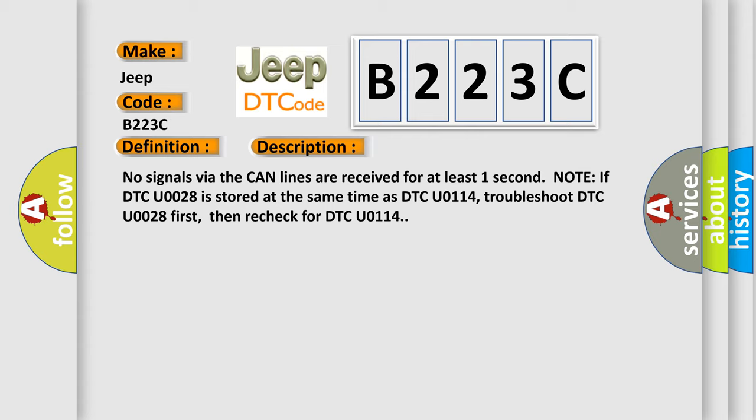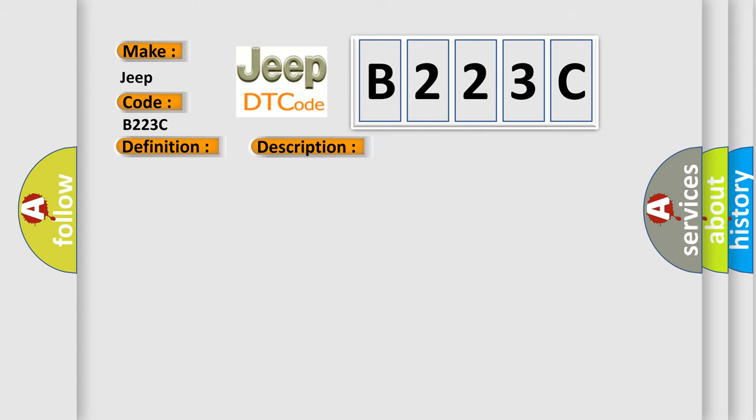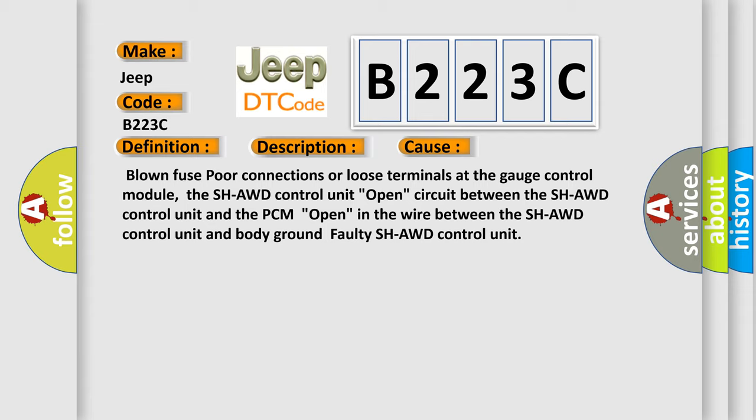Note: if DTC U0028 is stored at the same time as DTC U0114, troubleshoot DTC U0028 first, then recheck for DTC U0114. This diagnostic error occurs most often in these cases: blown fuse, poor connections or loose terminals at the gauge control module, the SHAWD control unit open, circuit between the SHAWD control unit and the PCM open, open in the wire between the SHAWD control unit and body ground, faulty SHAWD control unit.